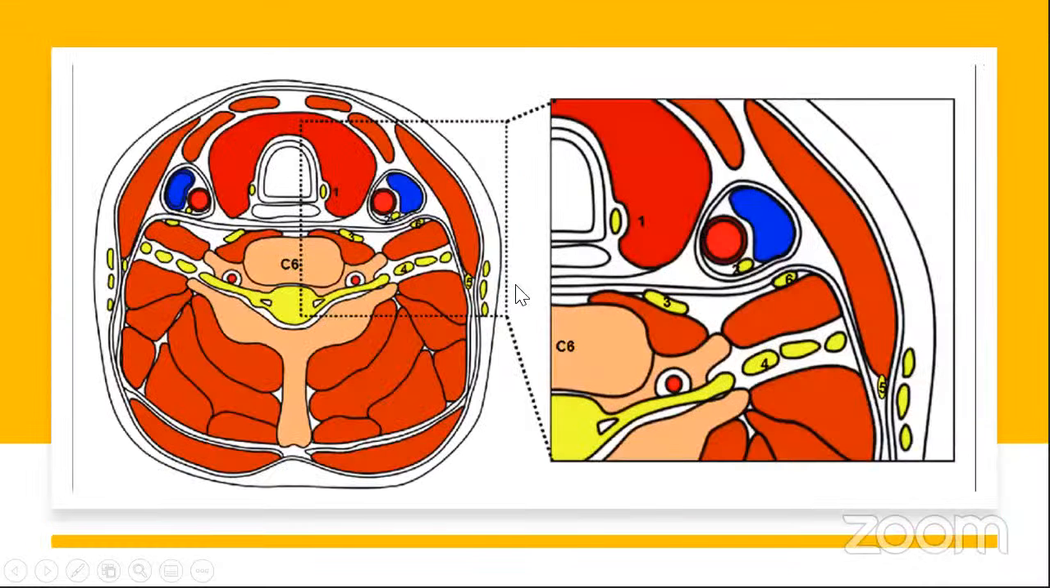If you see a cross section at the level of C6, this is blown up from this particular cross section. You will see that this is the C6 vertebra, and this is the nerve root which emerges out, and this goes on to form the interscalene trunks between the anterior scalene and the middle scalene muscle. On top of the anterior scalene will be the phrenic nerve, and this is the longus colli on top of the vertebral body and the transverse process, on which is lodged the sympathetic chain.